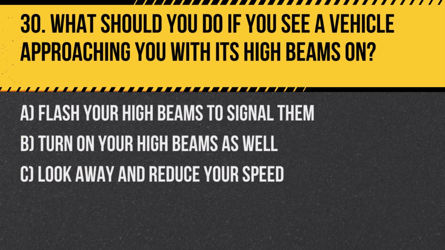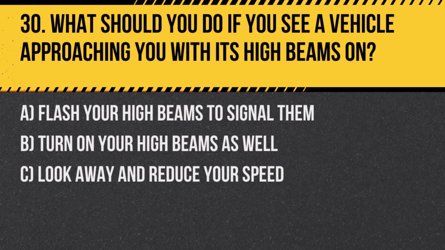Question 30. What should you do if you see a vehicle approaching you with its high beams on? A. Flash your high beams to signal them. B. Turn on your high beams as well. C. Look away and reduce your speed.